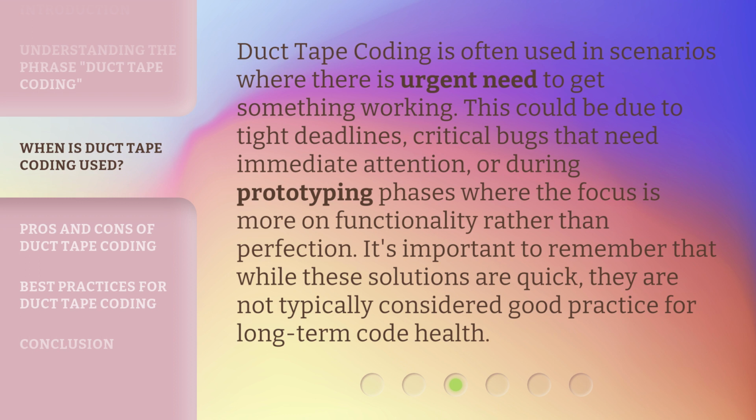Duct tape coating is often used in scenarios where there is an urgent need to get something working. This could be due to tight deadlines, critical bugs that need immediate attention, or during prototyping phases where the focus is more on functionality rather than perfection. It's important to remember that while these solutions are quick, they are not typically considered good practice for long-term code health.